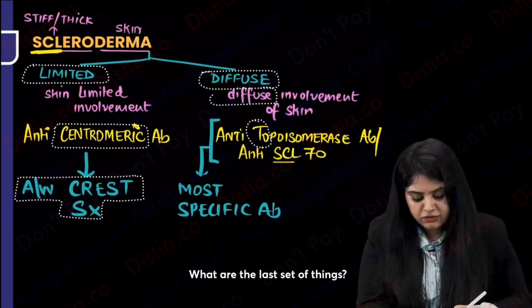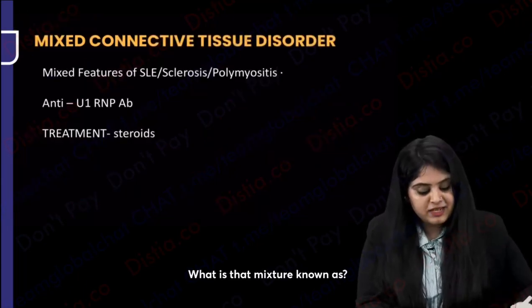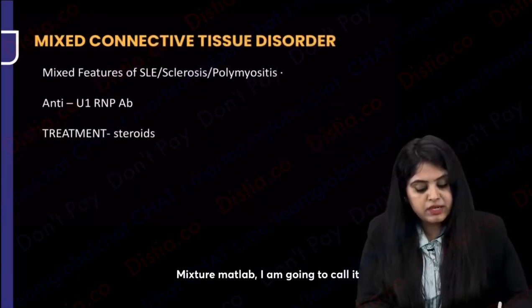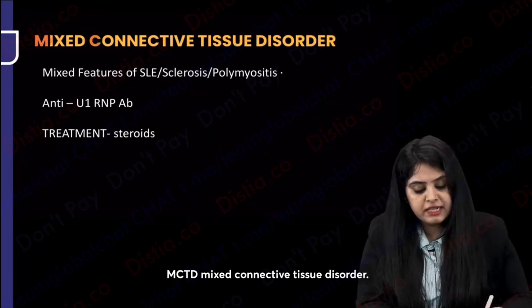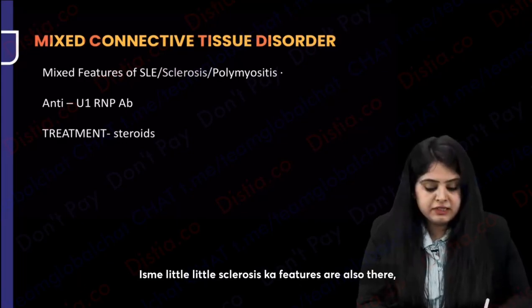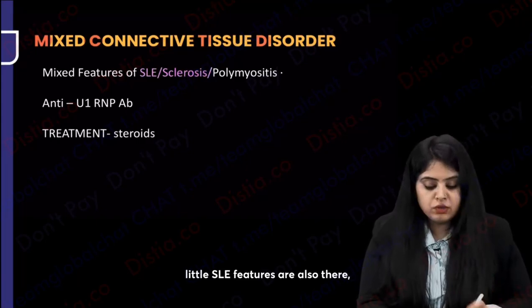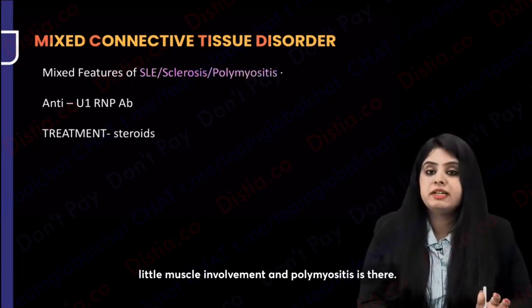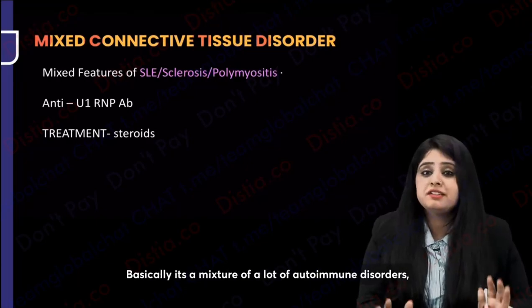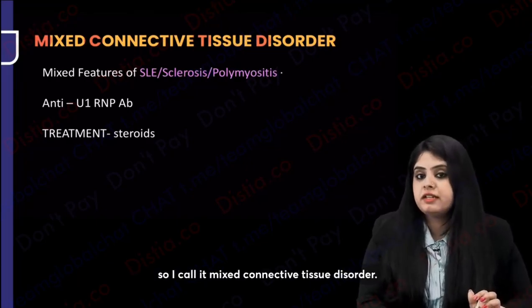What are the last set of things? I'm going to mix everything. What is that mixture known as? Mixture matlab, I am going to call it MCTD, mixed connective tissue disorder. You will say, ma'am, everything is mixed. Isme little sclerosis ka features are also there. Little SLE features are also there. Little muscle involvement and polymyositis is there. Basically, it's a mixture of a lot of autoimmune disorders. So I call it mixed connective tissue disorder.